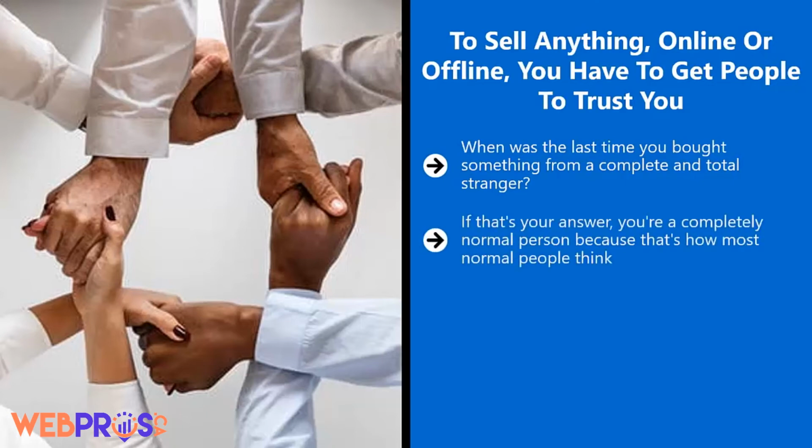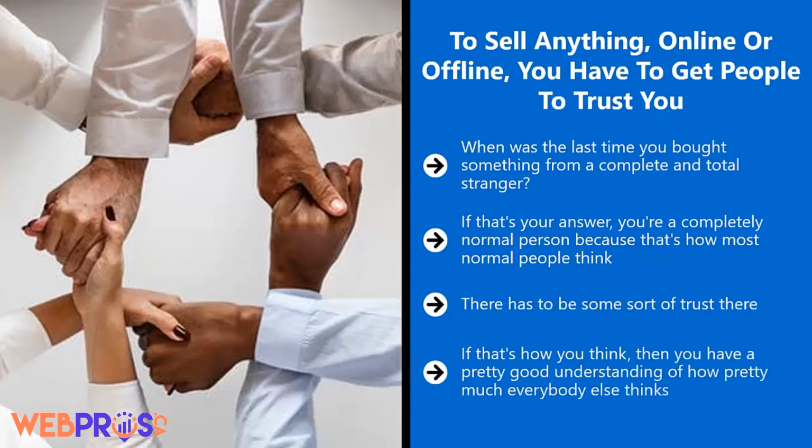If that's your answer, you're a completely normal person because that's how most normal people think. You're not going to buy thousands of dollars or even dozens of dollars worth of merchandise from somebody you don't know. There has to be some sort of trust there. Maybe a friend referred you, or maybe you have read something online that got your confidence. Whatever the case may be, there has to be some sort of trust. Otherwise, you're not going to pull the trigger. If that's how you think, then you have a pretty good understanding of how pretty much everybody else thinks.